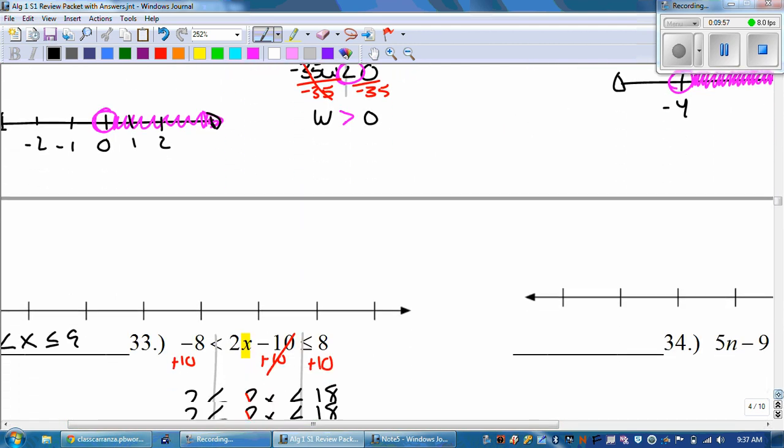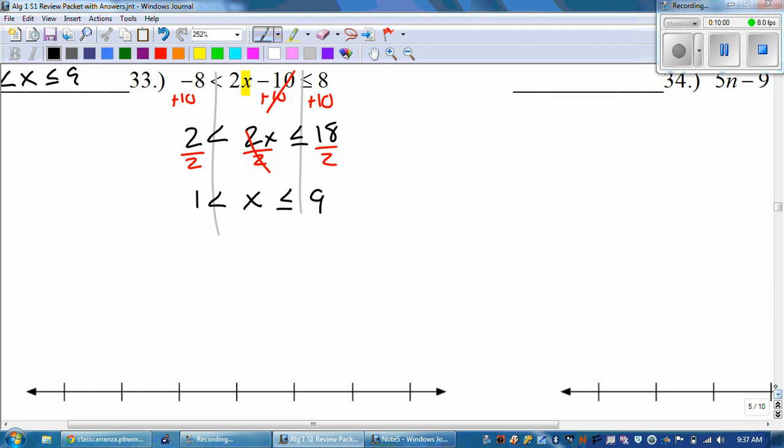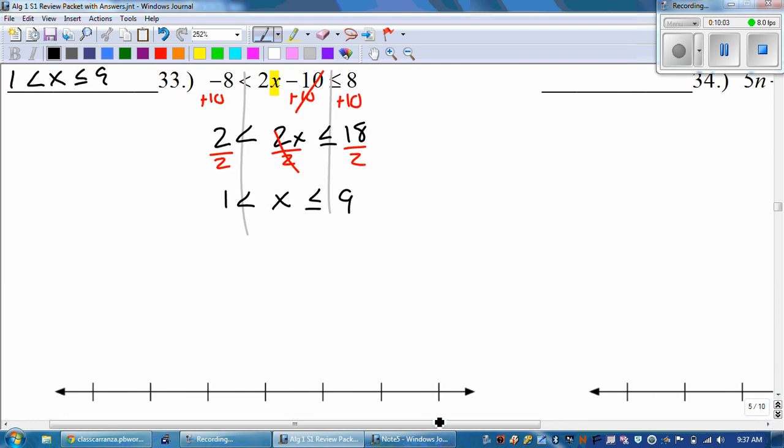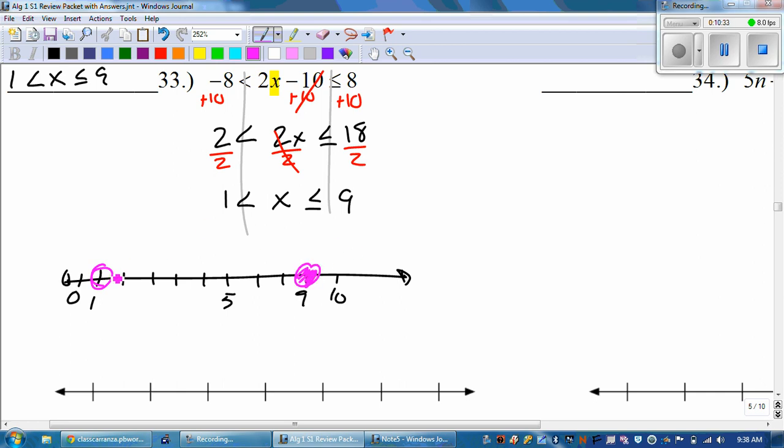Okay. So the problem with this graph is I don't think we have enough numbers. So I am just going to rewrite it up here. And if you wanted to write all the numbers, that would be 0, 1, 2, 3, 4, 5, 6, 7, 8. There's 9, and there's 10. Okay, at 1, I'm open, and at 9, we're closed. And then I want all the numbers in between.